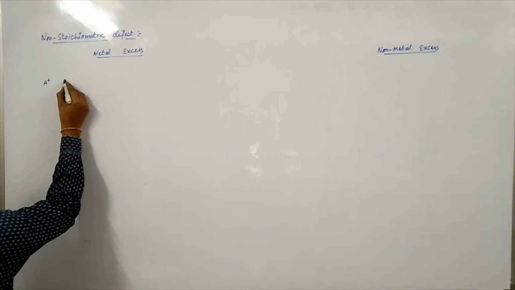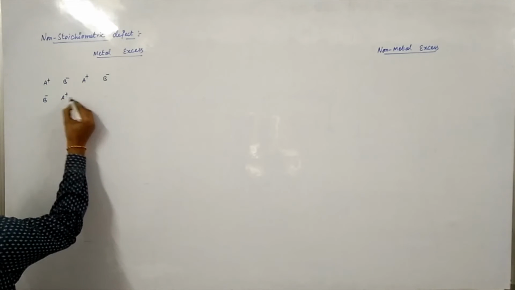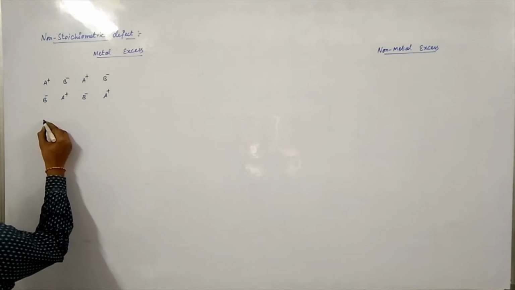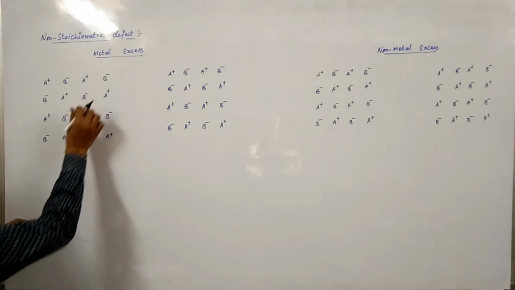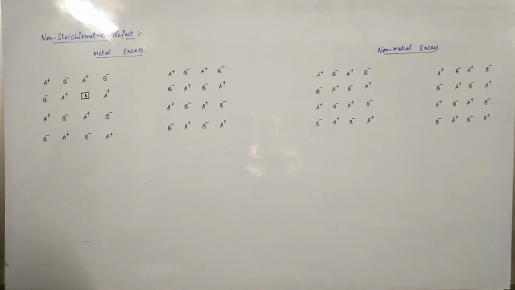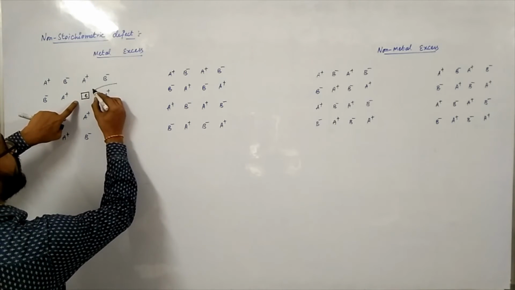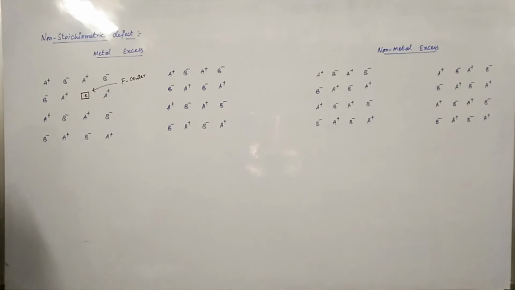Let me write A plus B minus A plus B minus. Now sir, in metal excess, one type of it is, one of the anionic sites is missing and that place is occupied by electron. Right? One of the anion sites is missing and the place is occupied by electron. Then we call this F center, Farbe center, that is responsible for color.